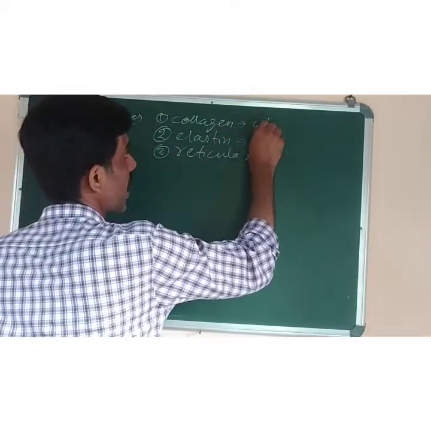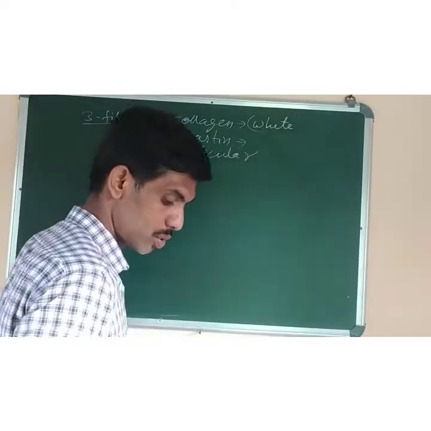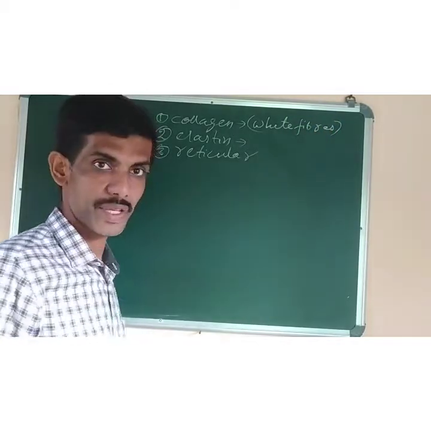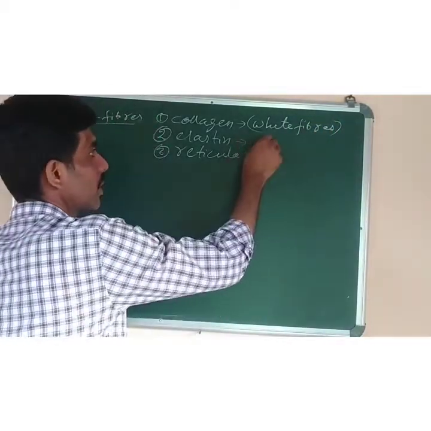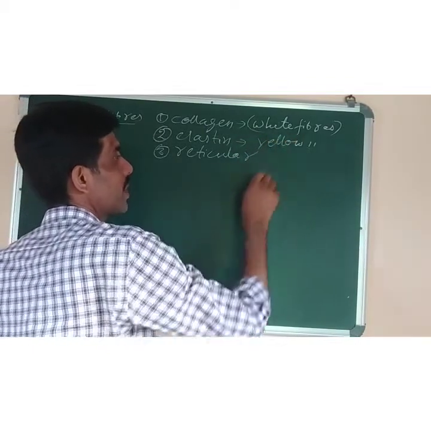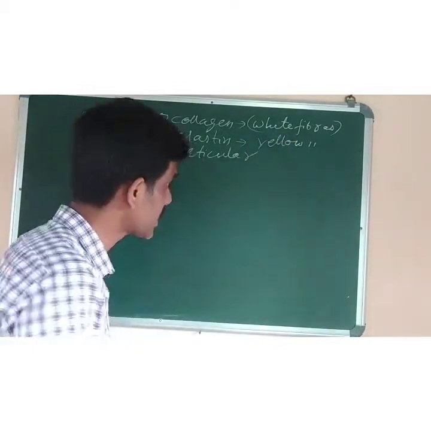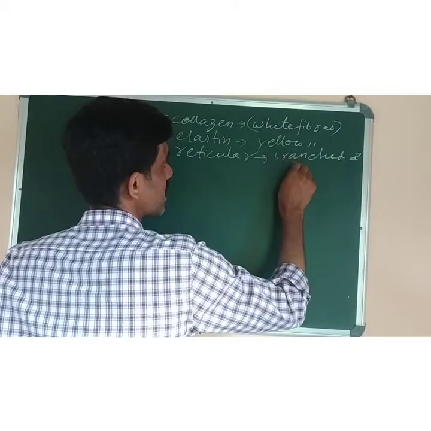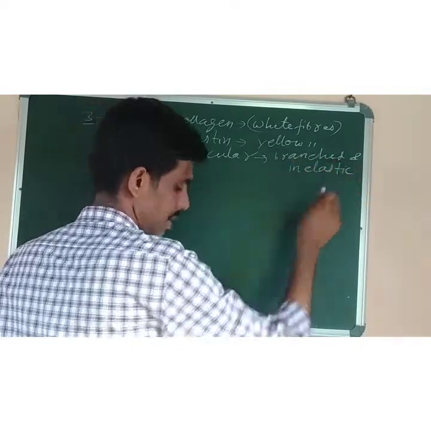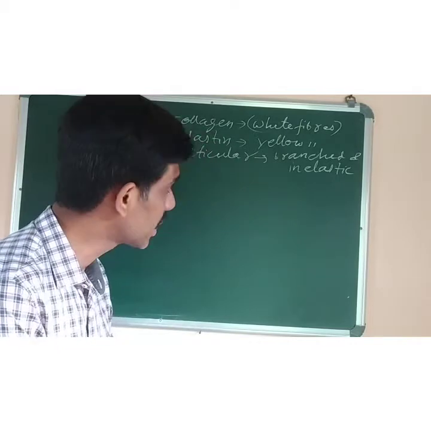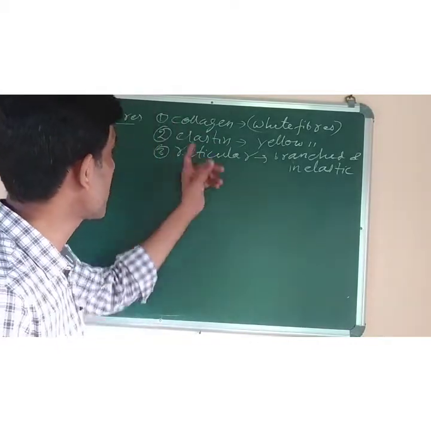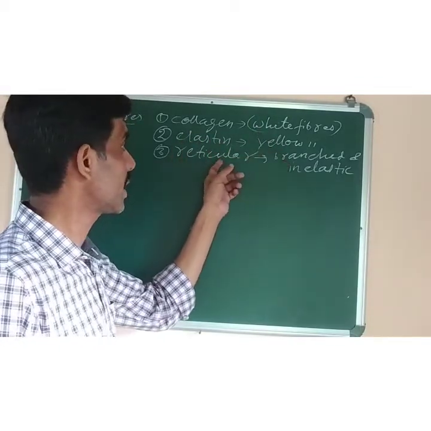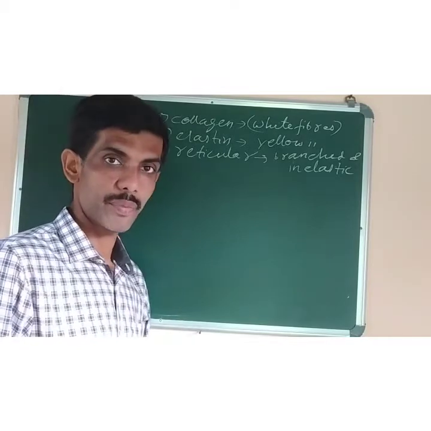Now one name is there, white. It is also known as the white fibers. The other name of collagen fibers is white fibers. The other name of elastin fiber is yellow fibers. Okay? Yellow fibers, white fibers, and reticular fibers, they are branched and inelastic in nature. They cannot stretch. Okay? Now next one is made up of reticulin protein. So if it is asked what they are made up of, collagen is made up of collagen protein, elastin is made up of elastin protein, reticular fibers are made up of reticulin protein.